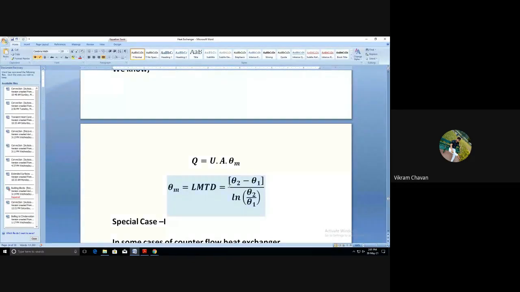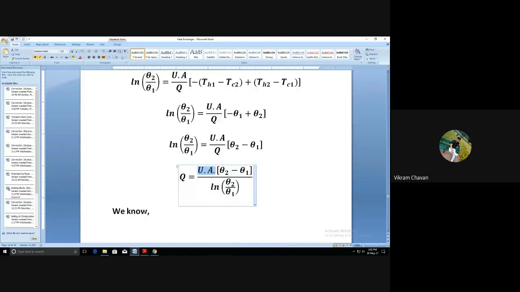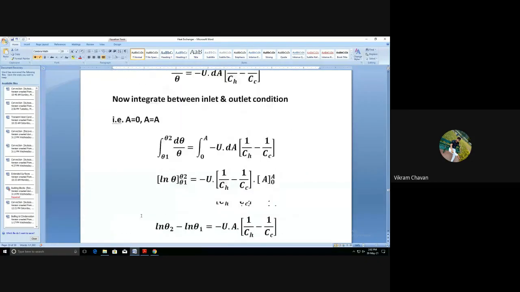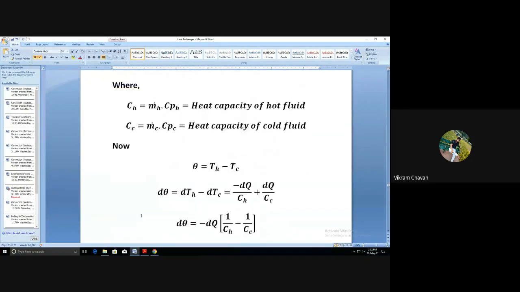But the equation for the LMTD looks the same for both types of flow, that is theta2 minus theta1 divided by ln of theta2 divided by theta1. Is everyone getting it? Is there any question, any doubt in case of the LMTD for a counter flow?